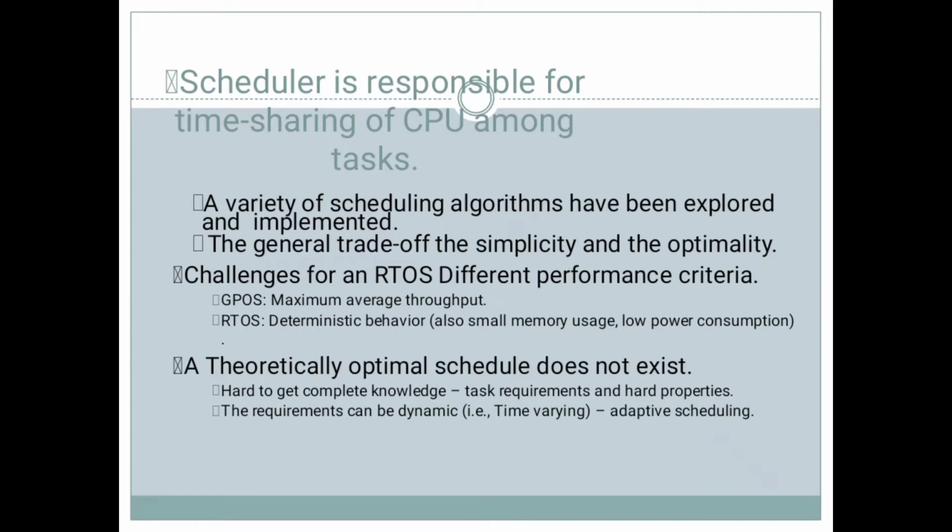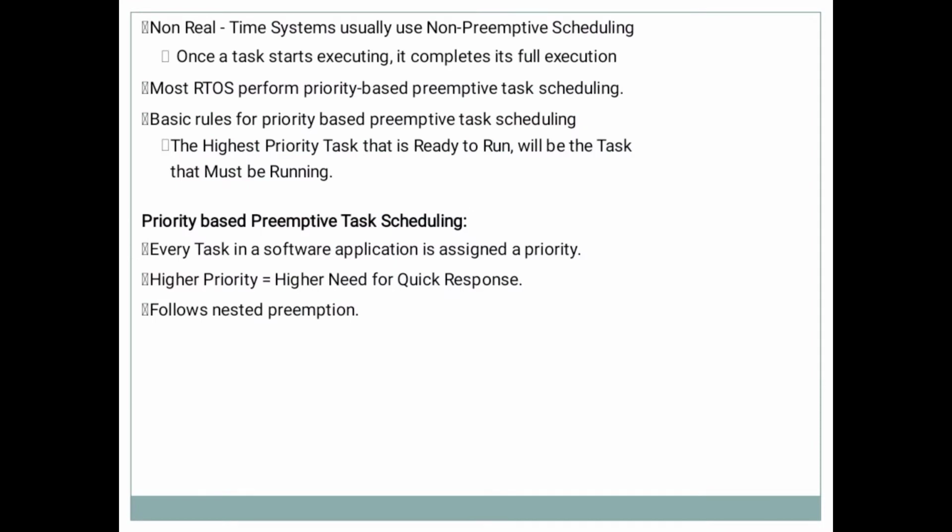GPOS maximizes average throughput. RTOS has deterministic behavior. A theoretical optimal schedule does not exist. It is hard to get complete knowledge of task requirements and hard properties. The requirements can be dynamic, depending upon the variation of time.